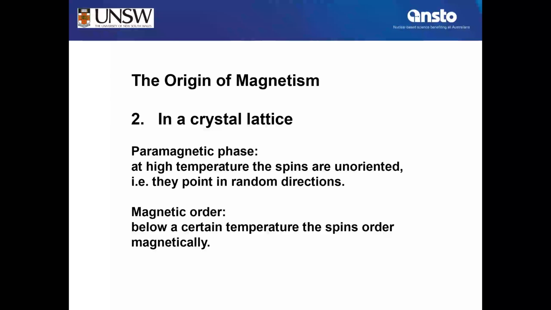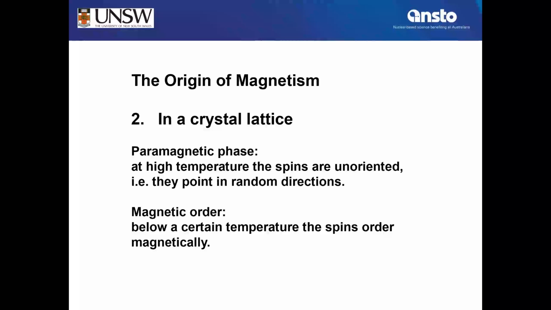Second step: we have free ions now. We know that they carry a spin, but in real life, they are inside a crystal lattice. At high temperatures, the spins are not oriented. That's the so-called paramagnetic phase. They are pointing in random directions and can actually flip around. Below a certain temperature, the spins order magnetically.